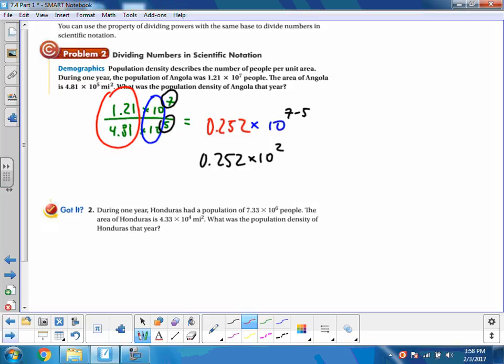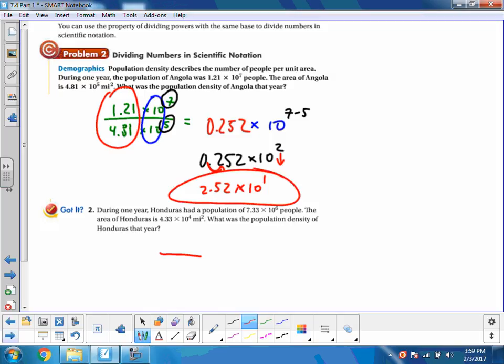But this number right here is not between 1 and 10, so I've got to change it. So I'm going to move the decimal over, and now it's 2.52. Now it's between 1 and 10 times 10, and I've got to change my exponent. When I move my decimal to the right, my exponent drops down 1. So this is my answer.